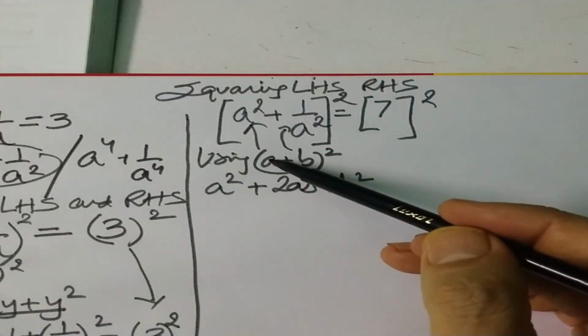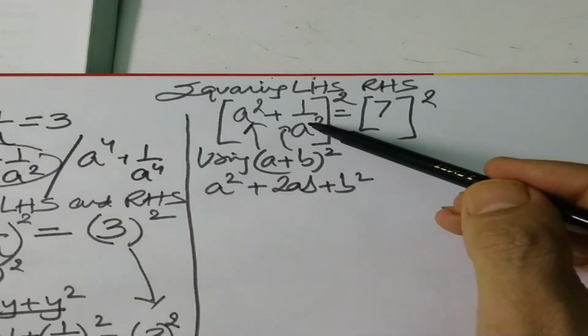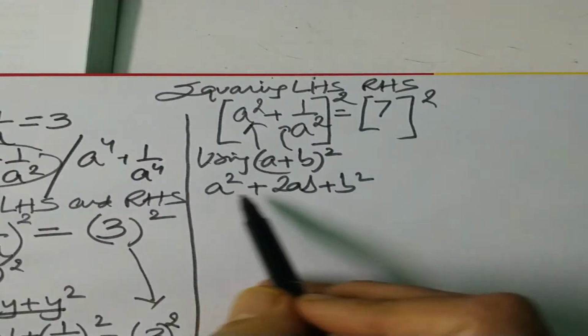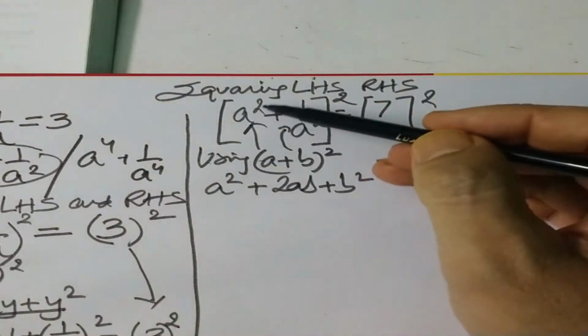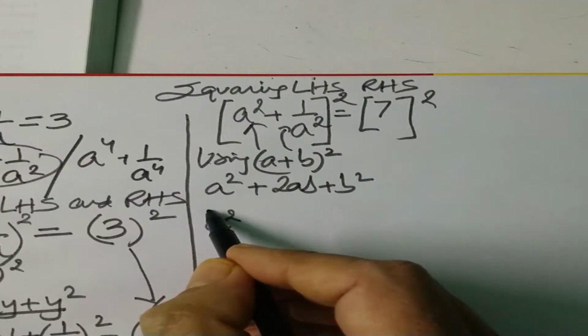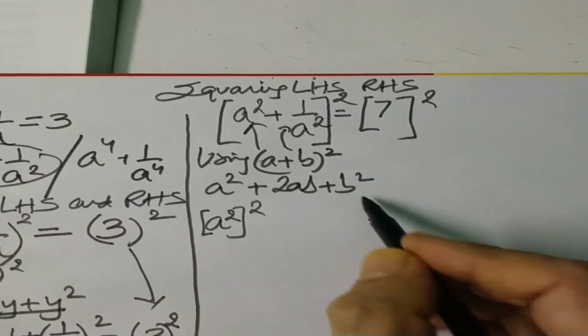So what is a equal to? The first term. What is b equal to? The second term. a is the first term, b is the second term. So what is a² + 2ab? a² will be the square of this, so I have to write it as (a²)² and then plus b².